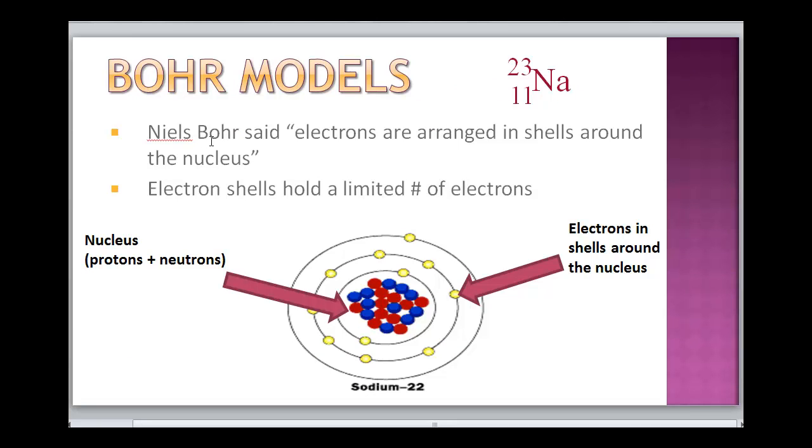I'm going to read this. It says, Niels Bohr said electrons are arranged in shells around the nucleus. Okay, so here's your nucleus, and the yellow around here are your electrons. Electron shells hold a limited number of electrons. We are going to primarily be working with this idea of the octet rule, which is the gain or loss of electrons to attain an electron configuration of the nearest noble gas.